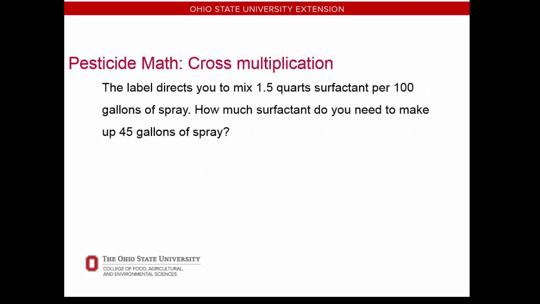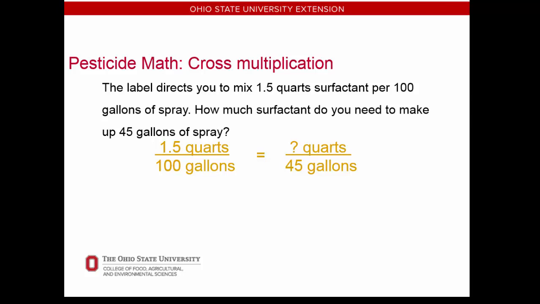Cross multiplication is another basic math skill for determining amount of surfactant or other spray additives, or for small volume applications by calculating equivalent ratios. If the label states a basic ratio, such as use 1.5 quarts surfactant per 100 gallons of spray, you can use cross multiplication to find the equivalent ratio for a larger or smaller volume. To set up the math problem, state the ratio you know on the left side of the equal sign. On the right side of the equal sign, put the known value on the bottom and the unknown value on the top with an X or question mark.